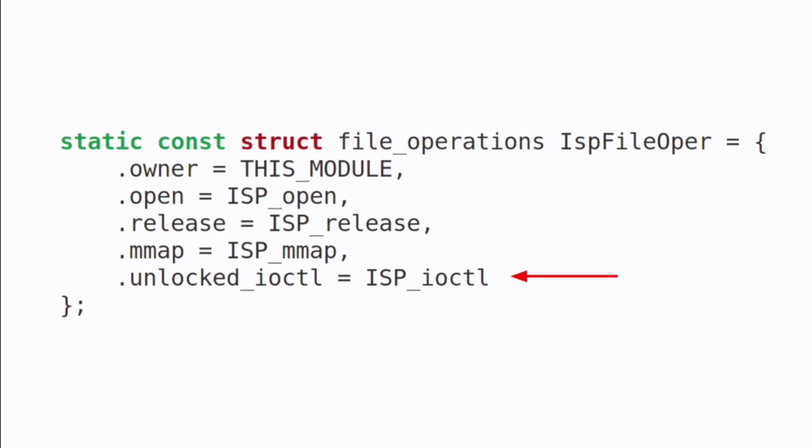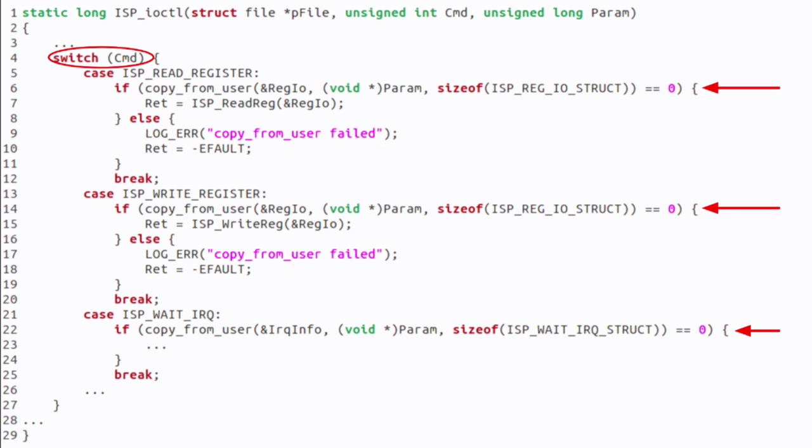So we're going to look again at our same device, our ISP file operations, and we can see here that ISP ioctl is the function for handling ioctls. And that looks like this. And again, this is a very, very common format that you see for ioctl handlers. You have some big switch statement on the command, and then different cases for the different functionality you're offering. So here we see ISP read register, ISP write register, and ISP wait IRQ. And I've pointed out with arrows what's happening in each of these cases.